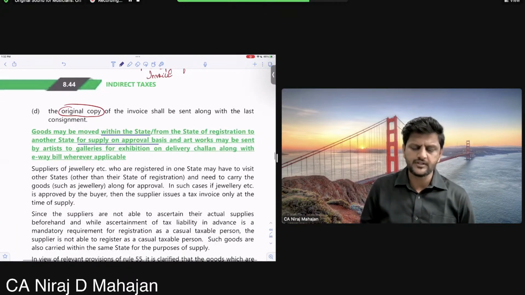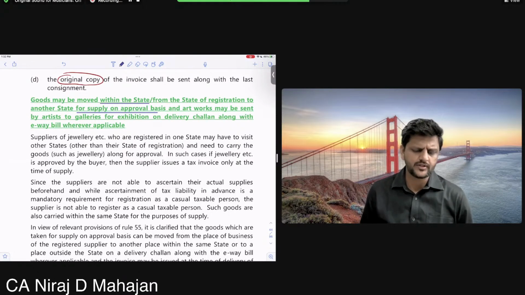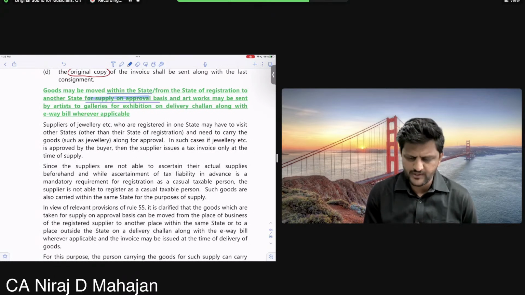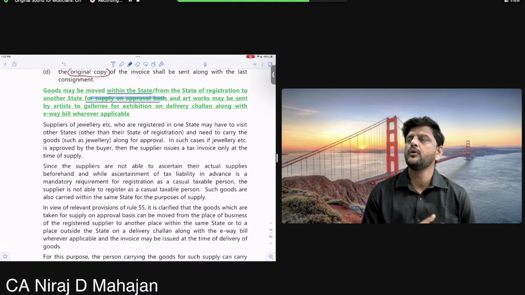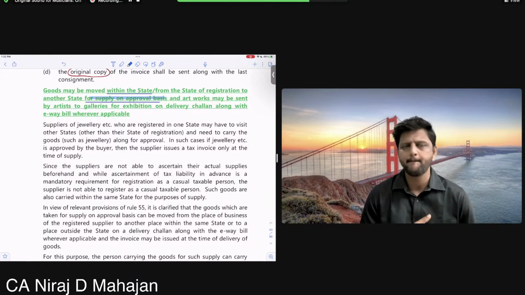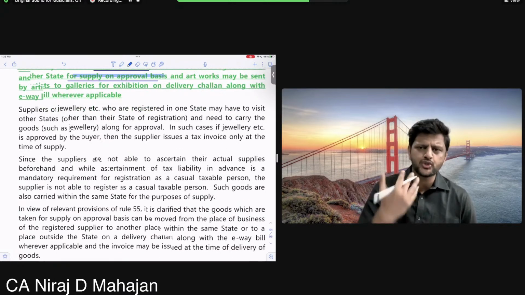So goods may be moved within the state, from the state of registration to the other state for supply on approval basis. Okay. So it can be intra or inter. Pay attention: intra or inter, on sale or approval basis. Right? So when we are sending the goods, are we sure it is a supply? No. So at that time, can we issue a tax invoice?